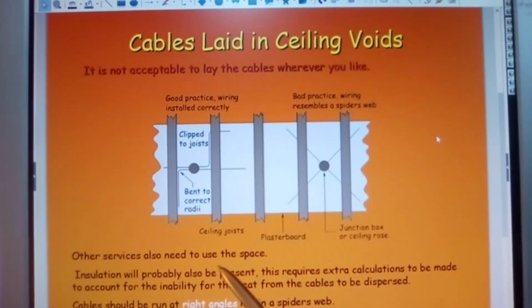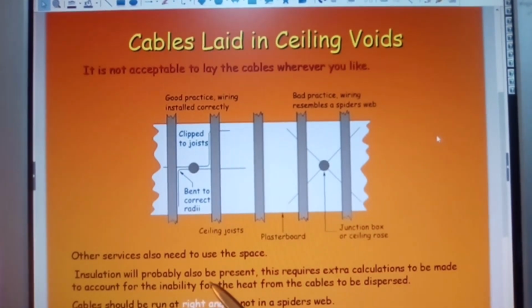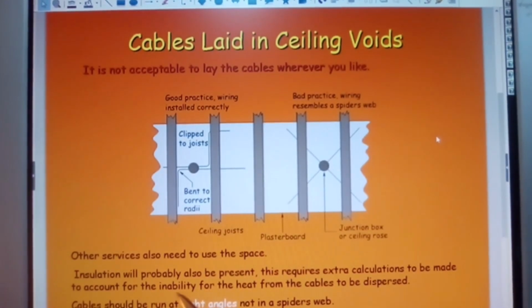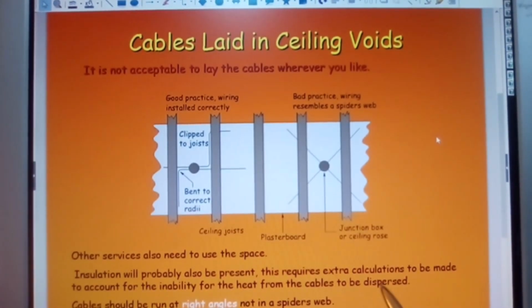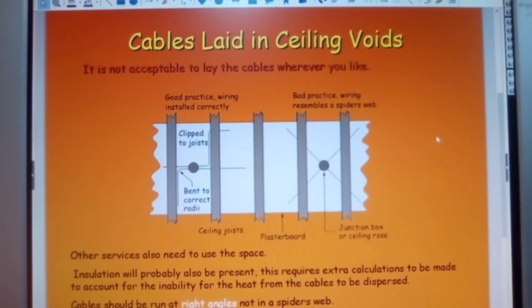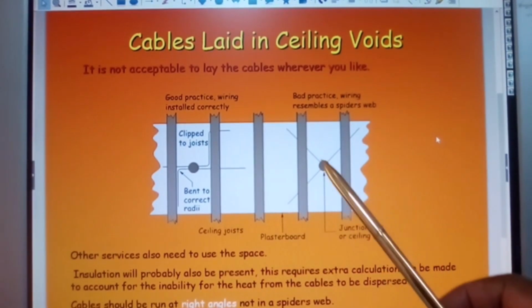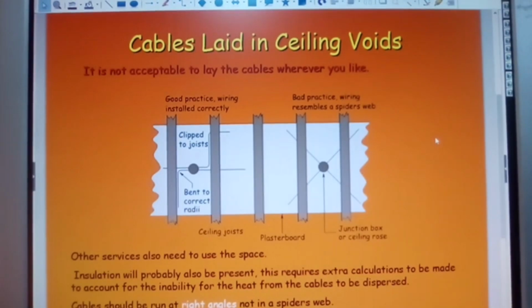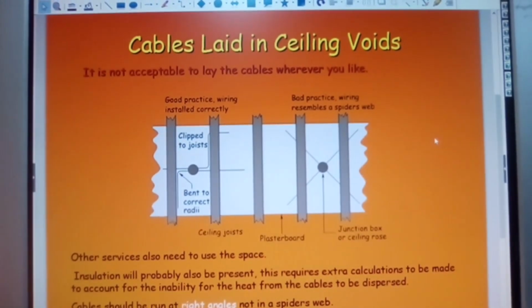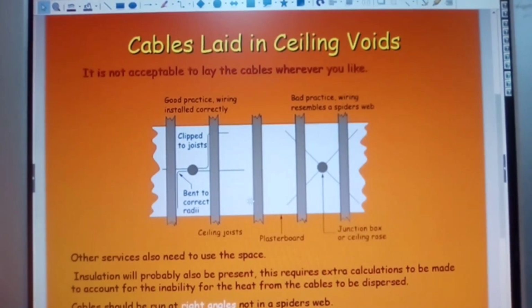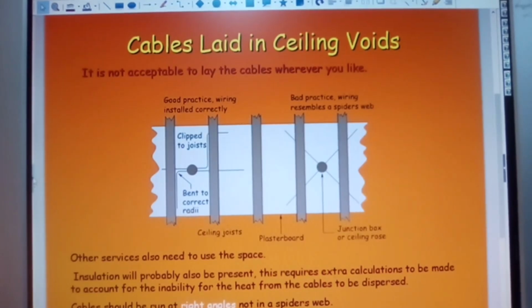Other services also need to use the space. Insulation will probably also be present. This requires extra calculation to account for the inability of the heat from the cable to be dispersed. Cables should be run at right angles, not in a spider's web. In short, we do not want a spider's web. We want cables in a structured manner at all times. It allows for other people to function within that given space. And if you're wondering, insulation, plumbers, central heating, aerial cables, etc.